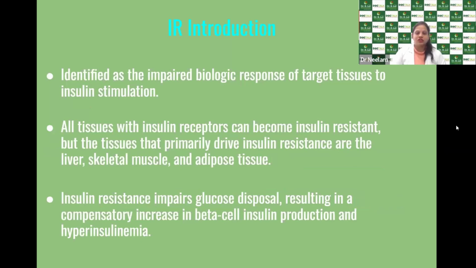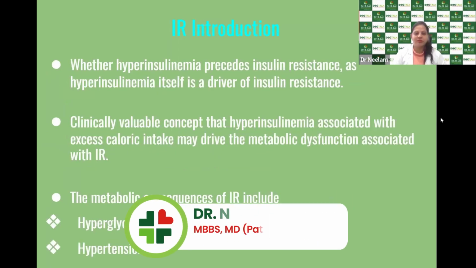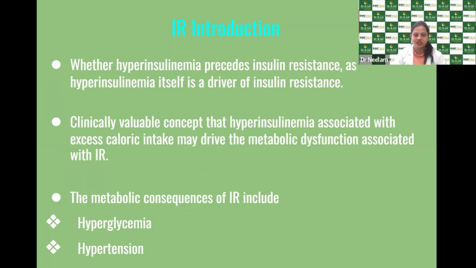So, what is insulin resistance? It is identified as the impaired biologic response of target tissues to insulin stimulation. All tissues with insulin receptors can become insulin resistant, but the main tissues that primarily drive insulin resistance are liver, skeletal muscle, and adipose tissue. Insulin resistance impairs glucose disposal, which may lead to a compensatory increase in beta cell insulin production, and that may cause hyperinsulinemia. And hyperinsulinemia, whether it precedes insulin resistance or not, is itself a driver of insulin resistance.